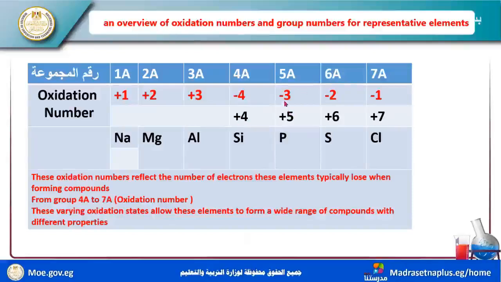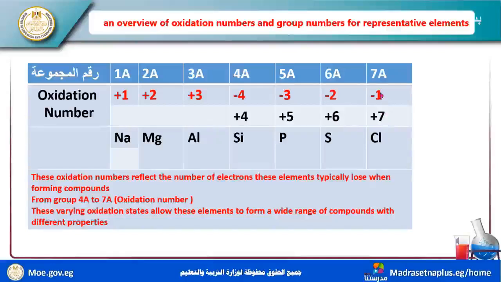5A may be negative 3 or positive 5. Gain 3, lose 5. 6A gains 2 electrons, so its oxidation number equals negative 2, or maybe loses 2, positive 6. Maybe negative 2, positive 2, positive 4, positive 6. 7A negative 1 to positive 7. So the oxidation number of 7A ranges between negative 1 and positive 7.